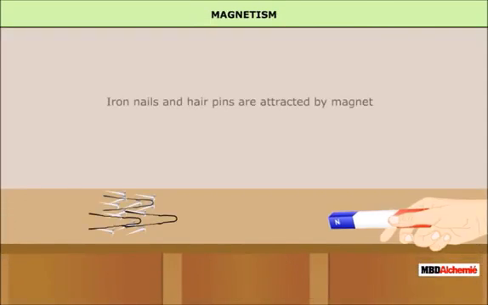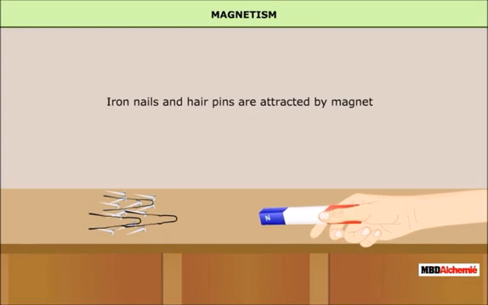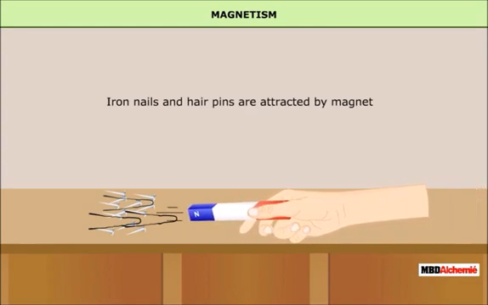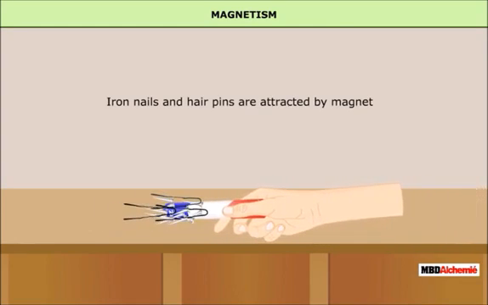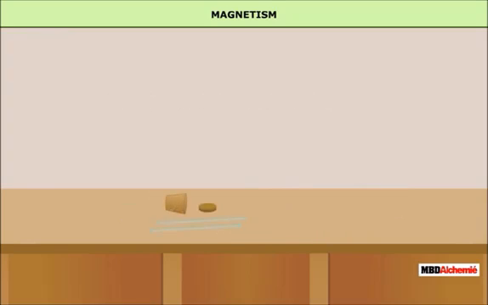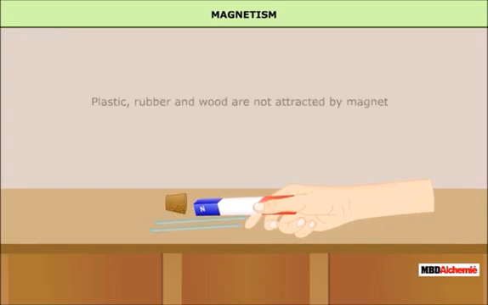Magnetism. If you ever played with a magnet, you would have observed that some substances such as iron nails, hairpins, etc. are attracted by the magnet. These are called magnetic substances, while some substances such as plastic, rubber, wood, etc. are not attracted by the magnet, so they are called non-magnetic substances.